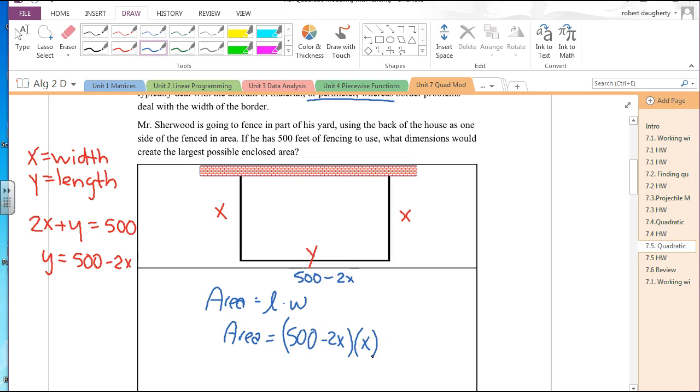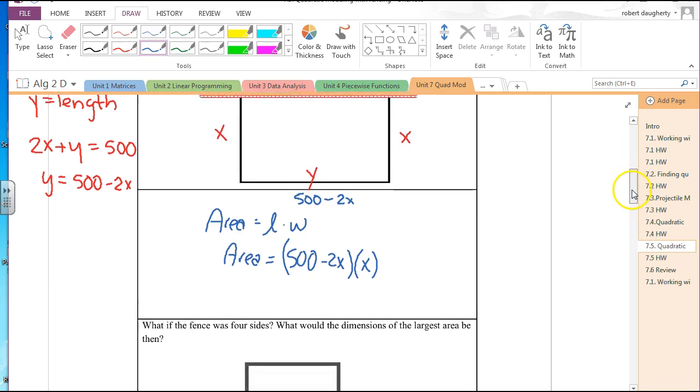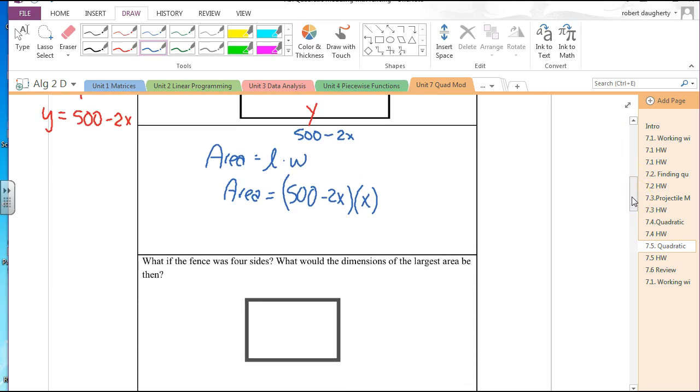Does that look like a quadratic model? This will be where you say yes. So area is equal to 500x minus 2x squared. Now, that's a parabola, right? Where you say yes again. Yes. It's a parabola that opens in which direction?